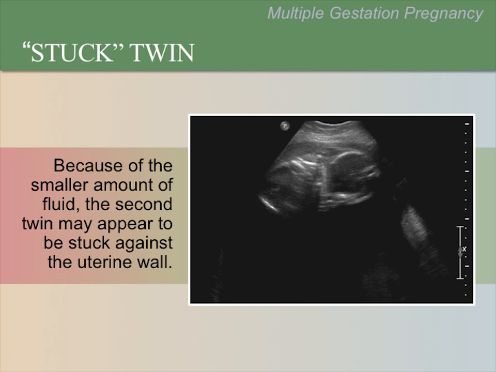In this image, from a case of twin-to-twin transfusion, the smaller twin has no amniotic fluid, so it appears stuck along the anterior wall of the uterus. Here we have labeled the fetus's head and body to make it clearer. Beneath the twin, the anechoic fluid is actually amniotic fluid surrounding the larger twin.